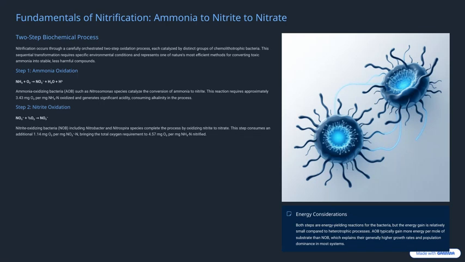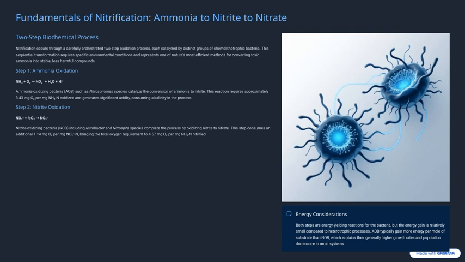Let's dive into the fundamentals of nitrification, which is essentially a two-step biochemical process that transforms ammonia into nitrite and then into nitrate. This process is quite intricate, involving specific bacteria and environmental conditions, but it's one of nature's most efficient methods for detoxifying ammonia.